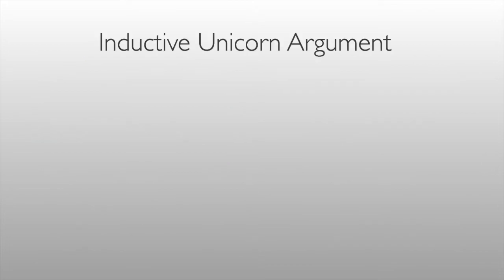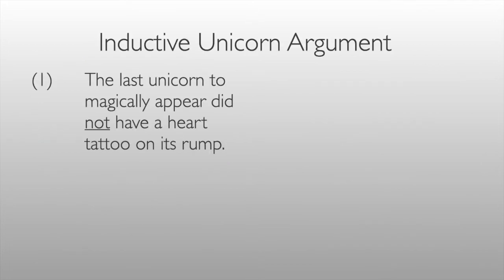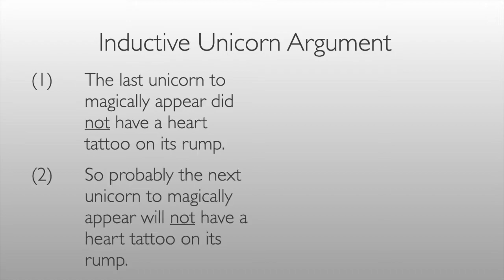Look at this example. The last unicorn to magically appear did not have a heart tattoo on its rump. So probably the next unicorn to magically appear will not have a heart tattoo on its rump. Now, this is not a very strong argument. Who knows? Maybe unicorns do tend to get hearts stamped on their flanks. But we haven't seen that. In fact, the only unicorn we've seen so far did not have a heart stamped on its flank. That's not great evidence, but it's some evidence.